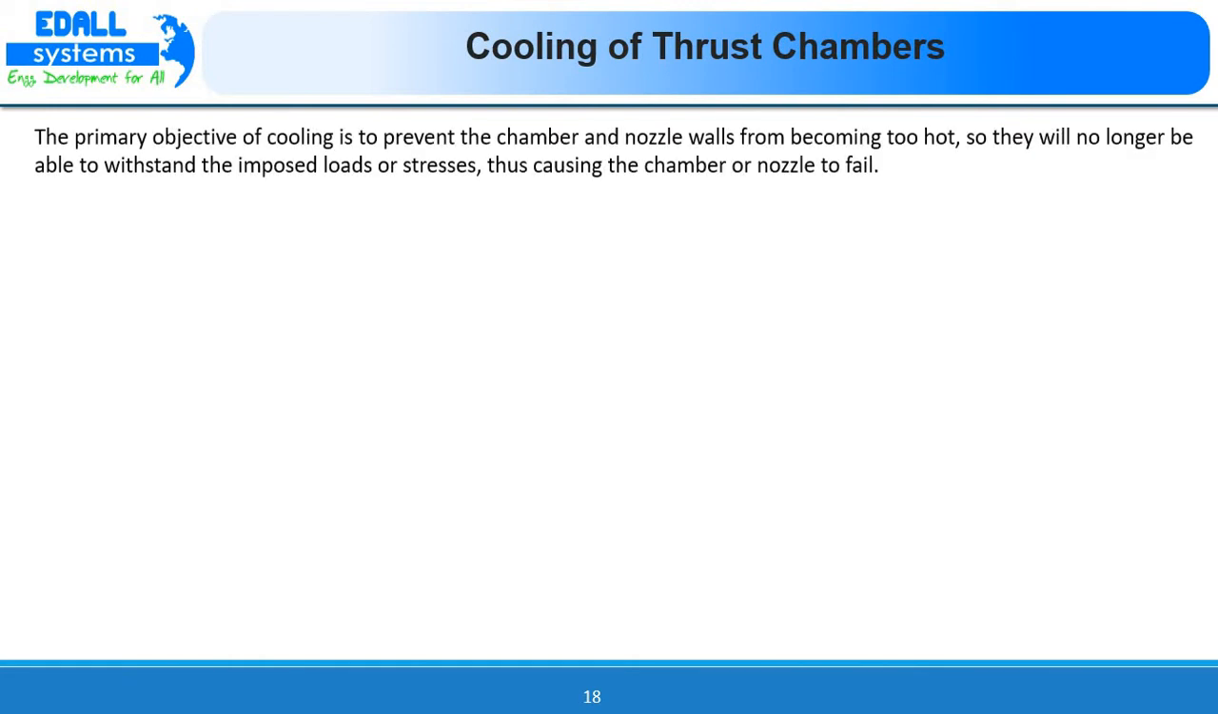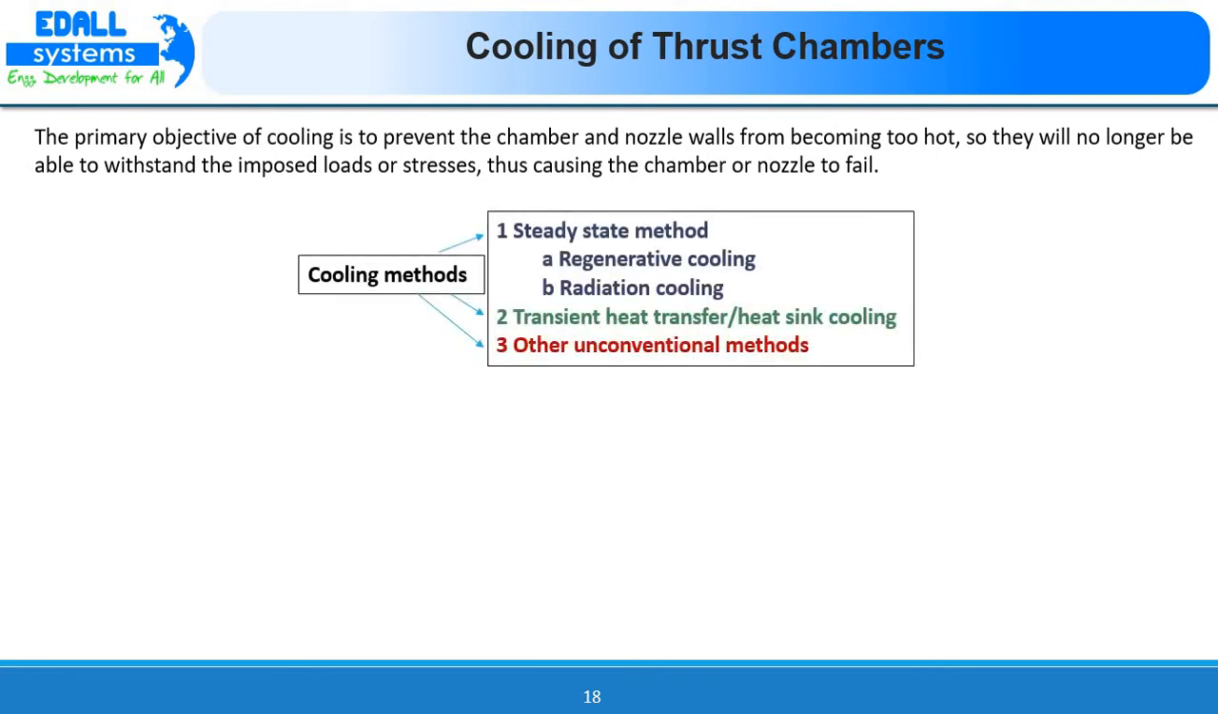The primary objective of cooling is to prevent the chamber and nozzle walls from becoming too hot, so that they will no longer be able to withstand the imposed loads or stresses, thus causing the chamber or nozzle to fail. Conventionally there are two types of cooling methods employed: first, the steady state method, under which we have regenerative cooling and radiation cooling, and the next, the transient heat transfer or heat sink cooling method. The unconventional methods we have are film cooling or thermal insulation. So we'll discuss each of them in brief.